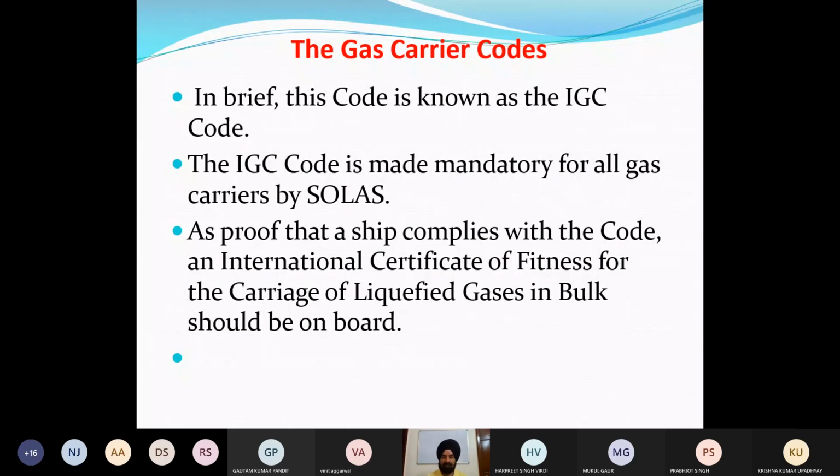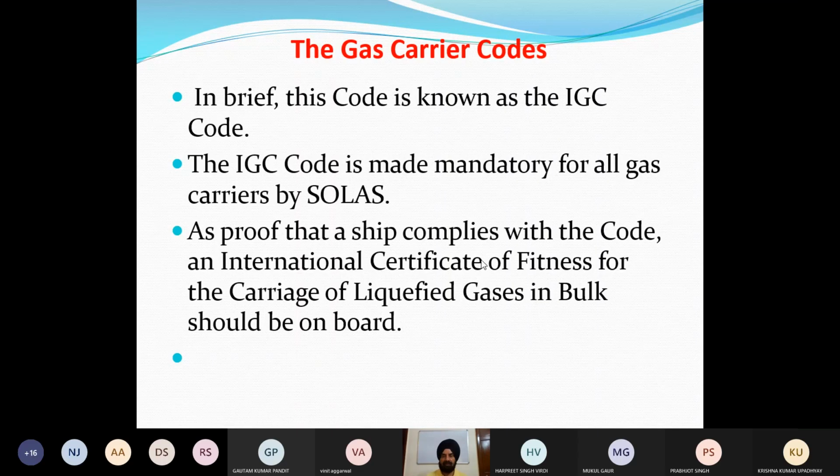you have the certificate here. In this case, we call it the International Certificate of Fitness for Carriage of Liquefied Gases. This certificate will be issued after the ship undergoes a total examination survey and they find that everything is as per the code, whatever conditions and systems are to be fitted. By looking at this certificate, we know the ship complies with the code.